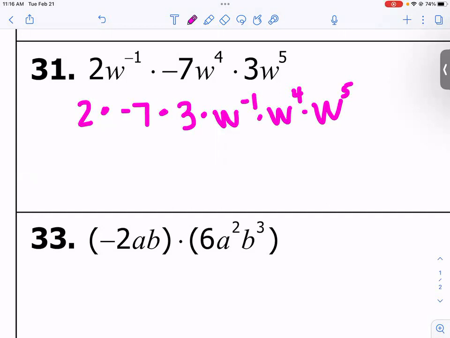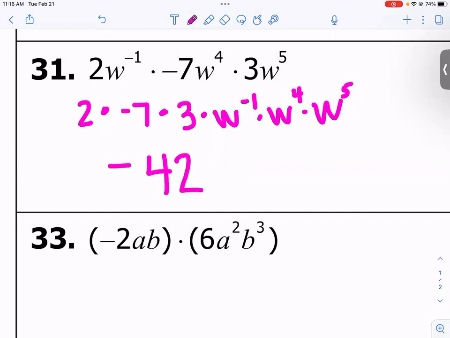So some of you may have grabbed a calculator because you just knew that you didn't want to do mental math today, and that's fine. Okay. Can you help me out with 2 times 7 times 3? Times 3. 42. So -42.